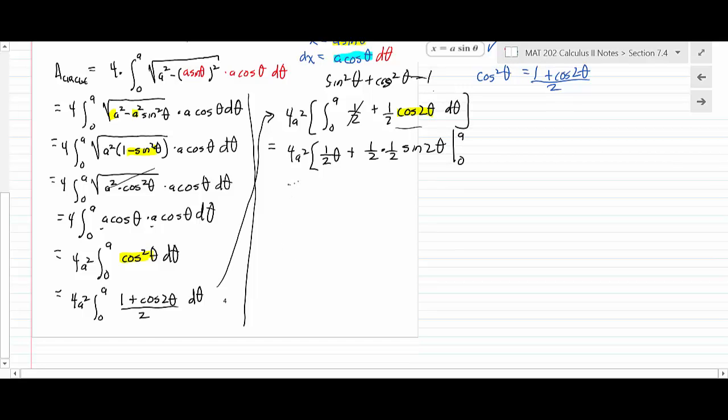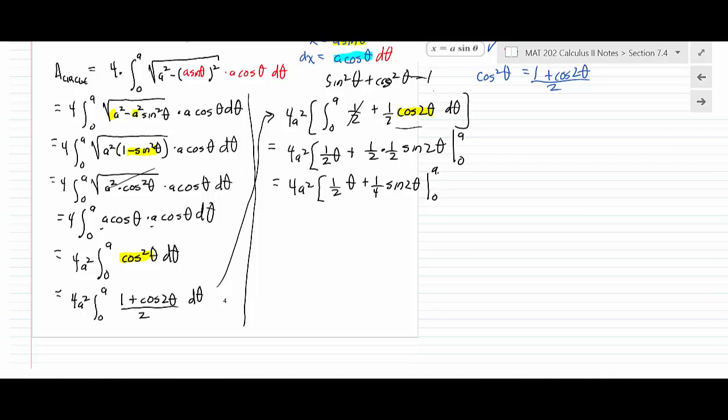Let's clean this up a little bit and see what we have. We have 4a squared, and then 1/2 theta plus 1/4 sine 2 theta integrated from 0 to a. We're going to evaluate the integral from there. So that's my integral. Now I have to start evaluating. Are there any questions so far on this? Is that making sense? When you do these trig substitutions, you have identities that you almost always end up using, and then you transform it into something that you can integrate pretty easily.